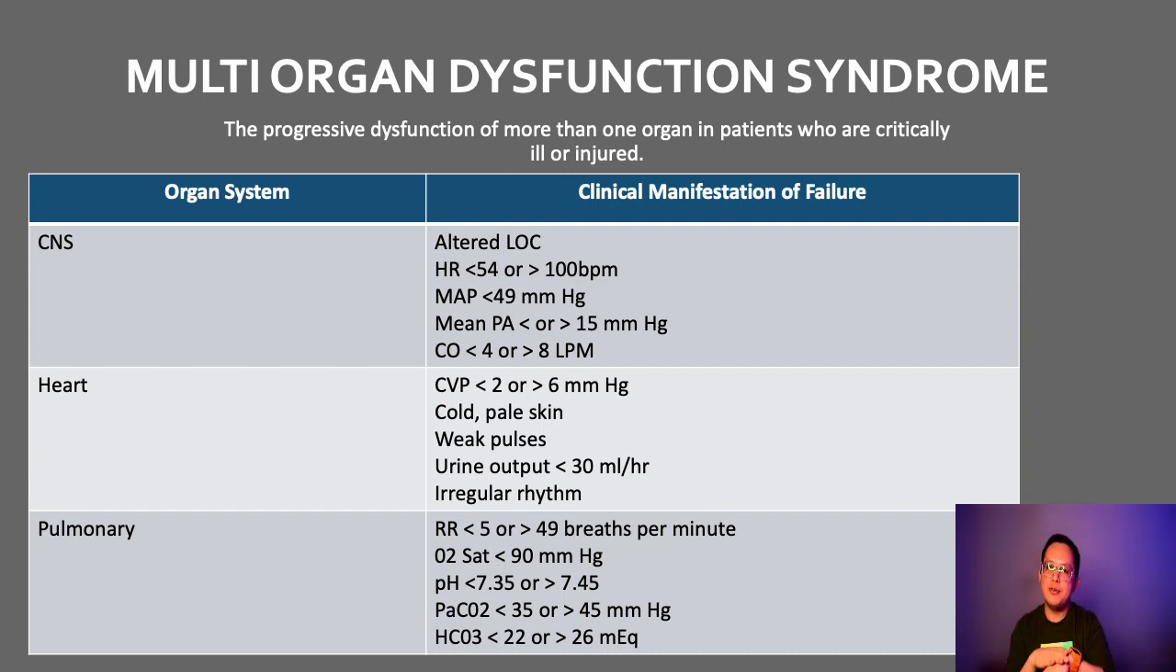The skin is cold and pale. There are weak pulses. Urine output is less than 30 ml per hour, and there is irregular rhythm. Remember regular and irregular rhythm? That was in our previous lecture. Review that if you forgot.